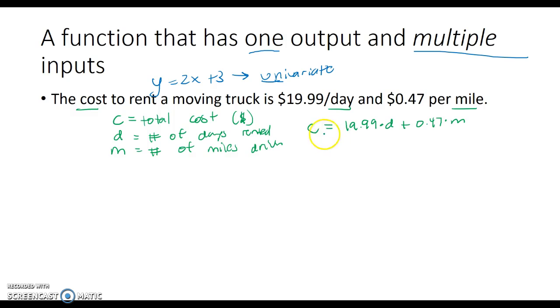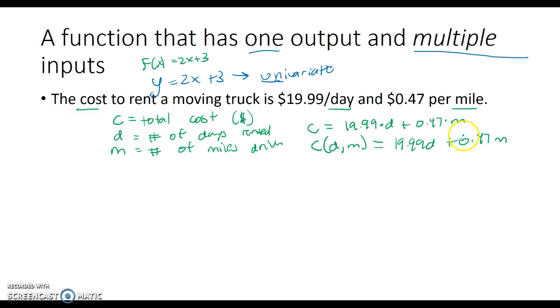And to express this in function notation, just like we have done in the past, like here we might write f of x equals 2x plus 3, we'll do a similar thing here, except we'll say c of the two variables that we have, d and m. Now, it's not critical what order these go in. It's convenient to write them in the order that they appear in if variables appear independently in each term, but we just have to be clear on, if we replace these with numbers, what the first and second numbers represent. And so this is going to be 19.99d plus 0.47m.